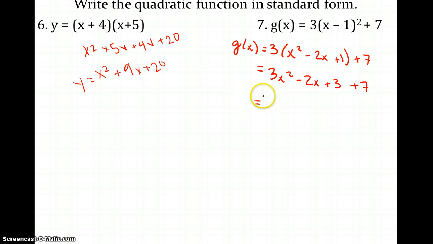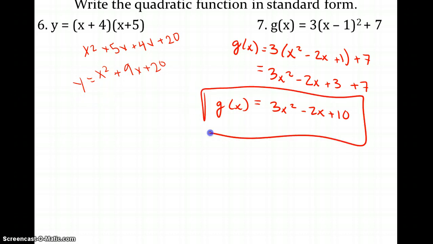Now I will combine like terms, and I get 3x squared minus 6x plus 10 is equal to g of x, which is just function notation, which is the same thing as saying y. And that is in standard form.